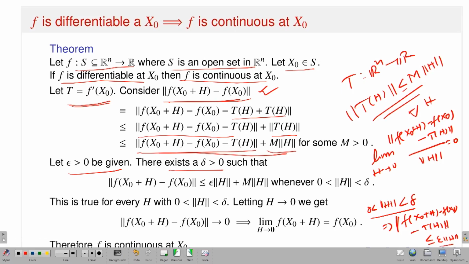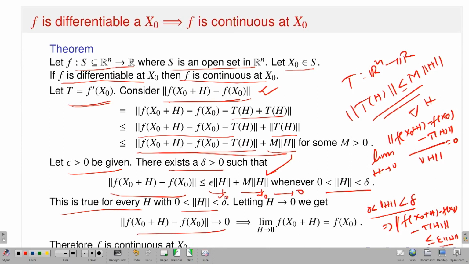Combine these two things: if I have this one, then this estimate will give you this one. So the norm of f of x naught plus h minus f of x naught is dominated by epsilon times norm h plus M times norm h, whenever the norm of h is less than delta. This is actually the existence of the total derivative of f, and this is true for every such h. Now you just take the limit as h approaches 0. On the right hand side, epsilon is fixed and M is fixed, so this goes to 0. Therefore the right hand side goes to 0, and therefore the left hand side goes to 0.